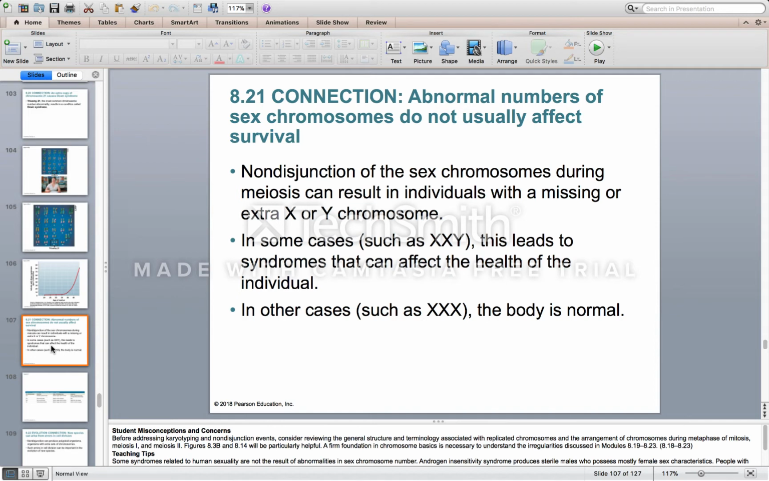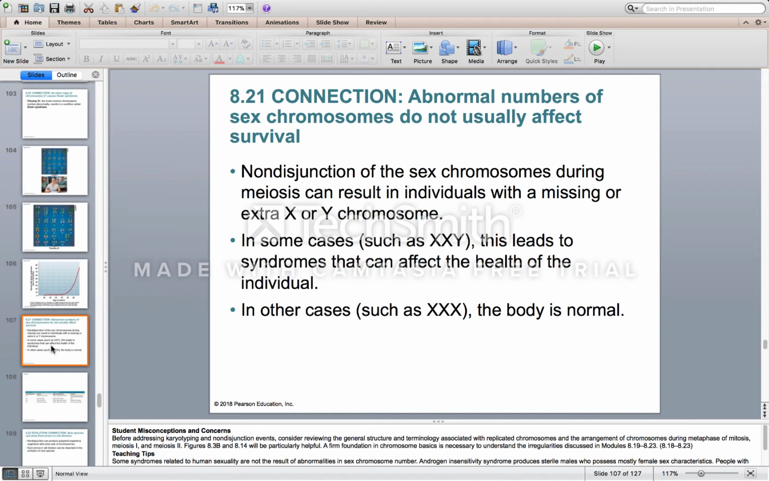All right. Okay, so here are some abnormal numbers. Abnormal numbers of sex chromosomes don't usually affect survival. Non-disjunction of sex chromosomes during meiosis can result in individuals with a missing or extra X or Y chromosome. In some cases, that's XXY. This leads to a syndrome that can affect health. In other cases, it's XXX, where the body is normal.